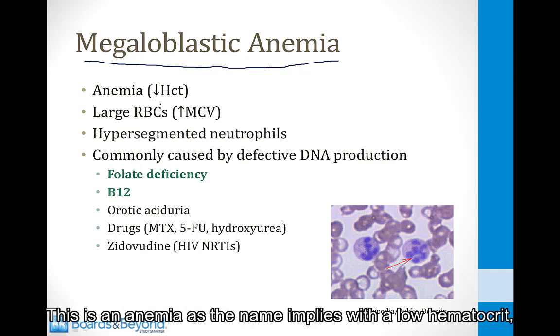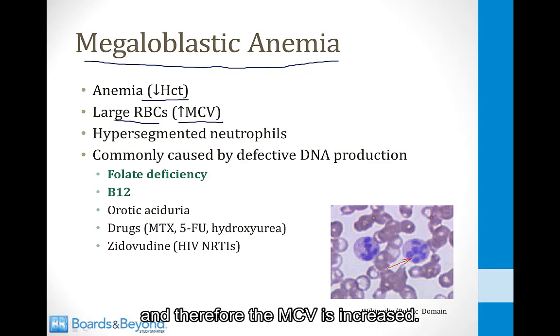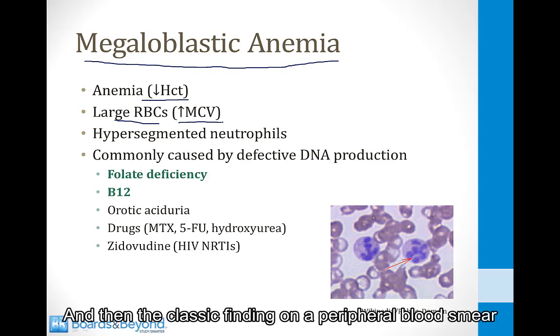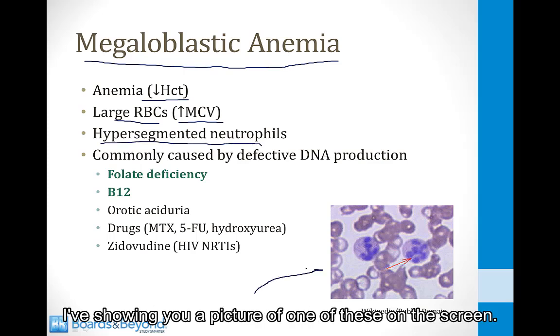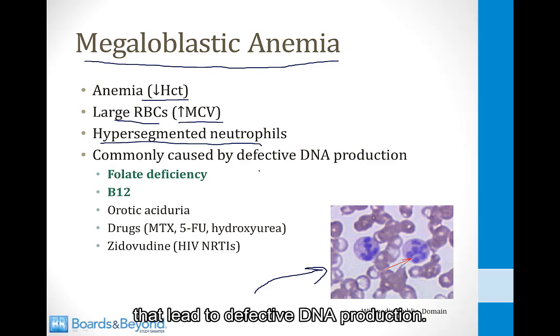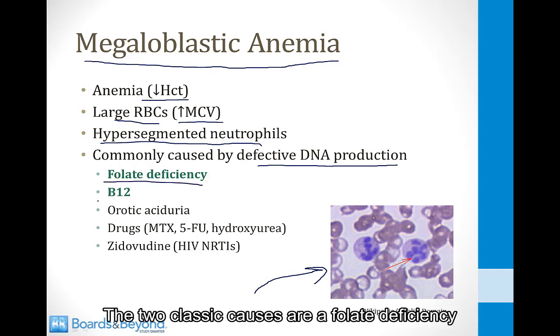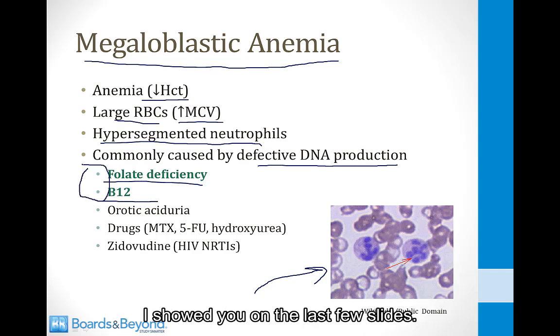This is an anemia, as the name implies, with a low hematocrit. It's megaloblastic, meaning that the cells are large and therefore the MCV is increased. And then the classic finding on a peripheral blood smear is a hypersegmented neutrophil. I've shown you a picture of one of these on the screen. And megaloblastic anemias are caused by processes that lead to defective DNA production. The two classic causes are a folate deficiency or a B12 deficiency via all of the mechanisms I showed you on the last few slides.